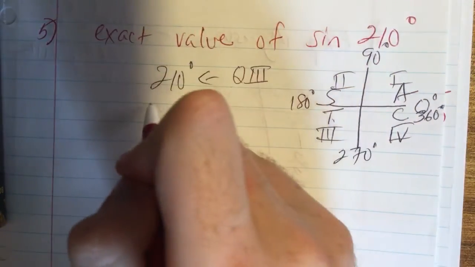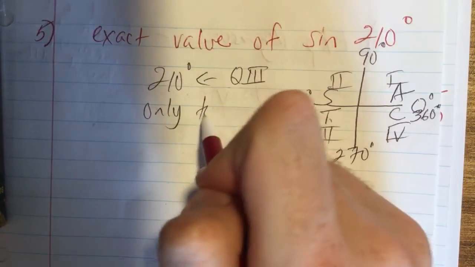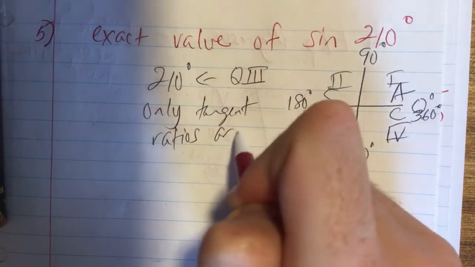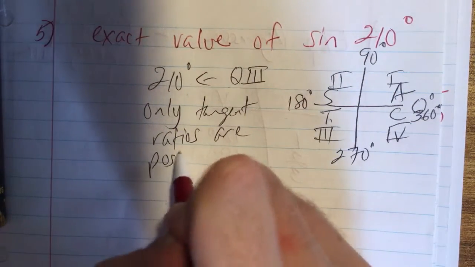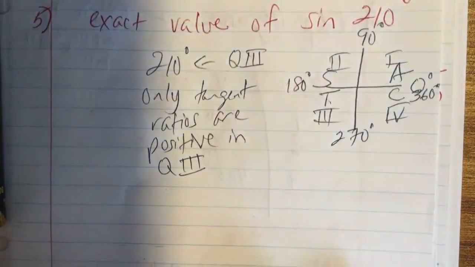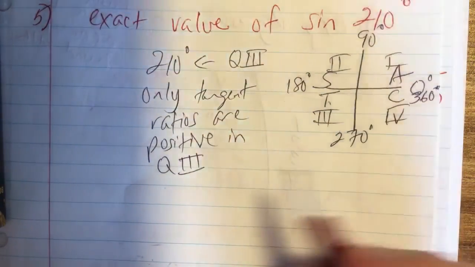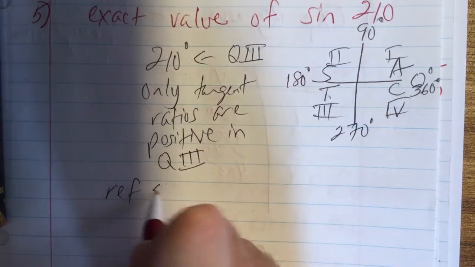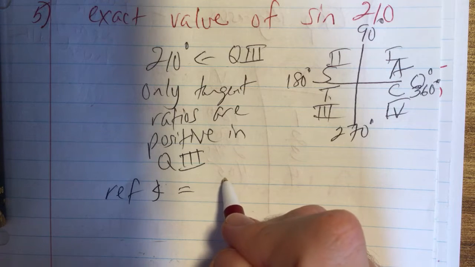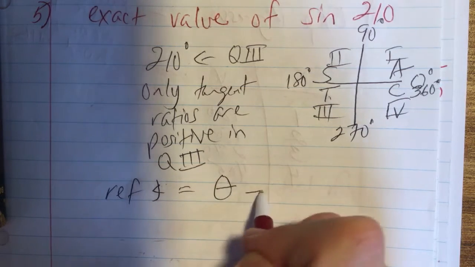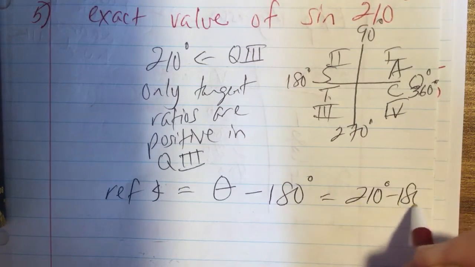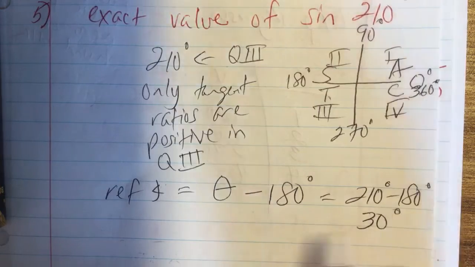Only tangent ratios are positive in quadrant 3. The other thing is to realize your reference angle formula. The reference angle formula for quadrant 3 would be that you have to take the angle theta and take off 180 degrees. So we're going to take the angle 210 degrees and take off the 180 degrees. Your reference angle is 30 degrees.